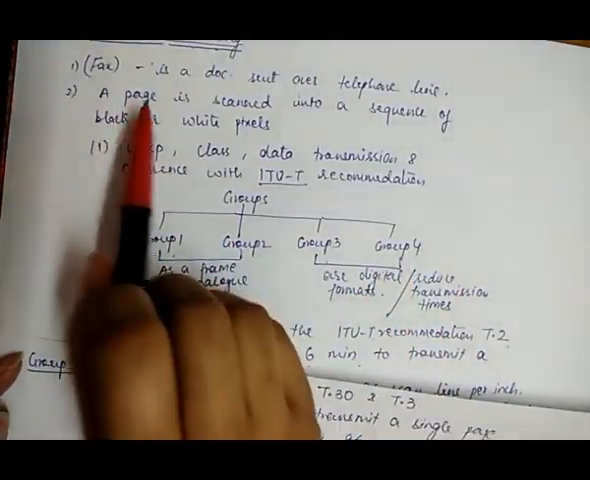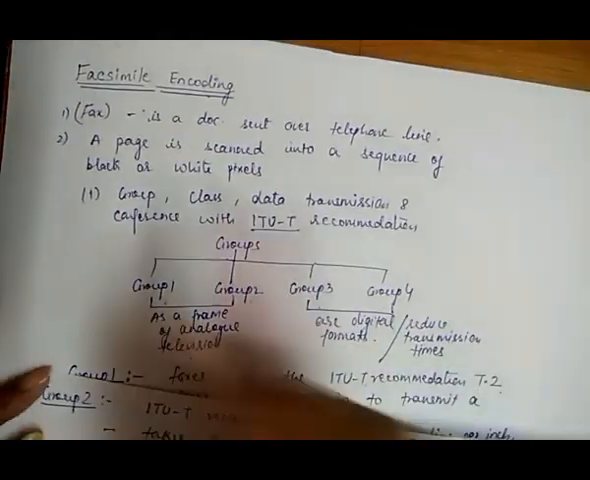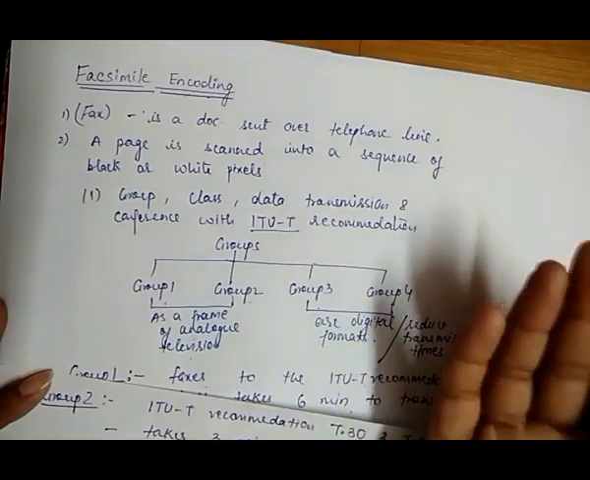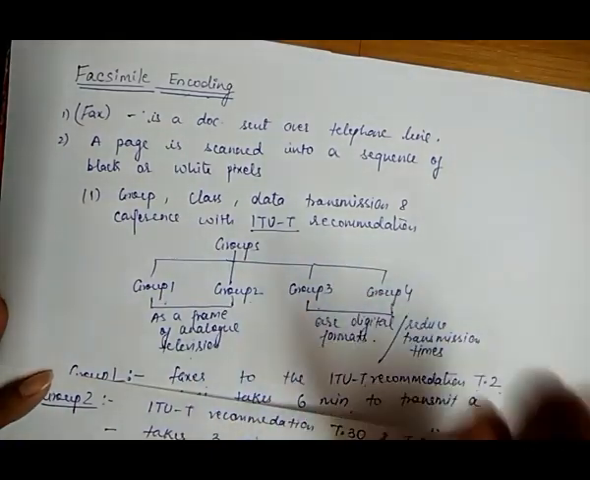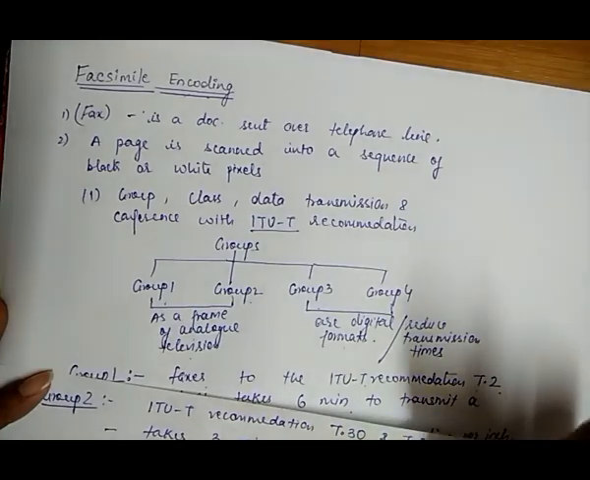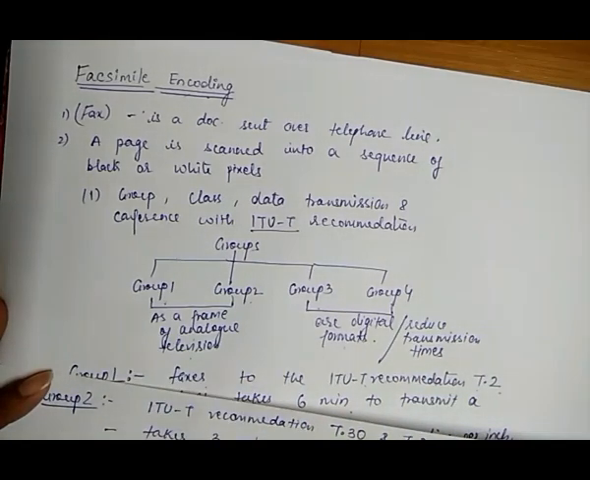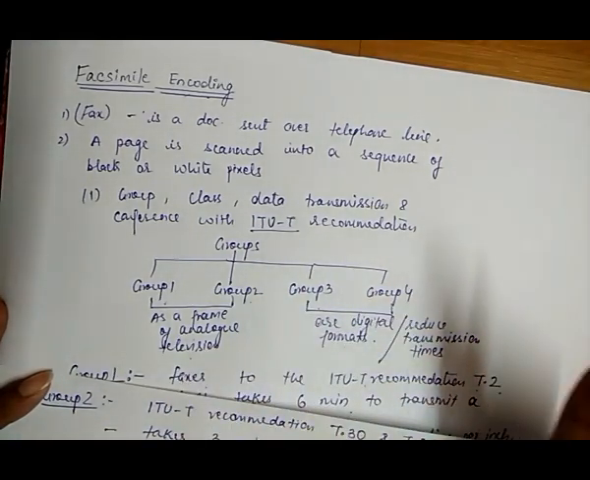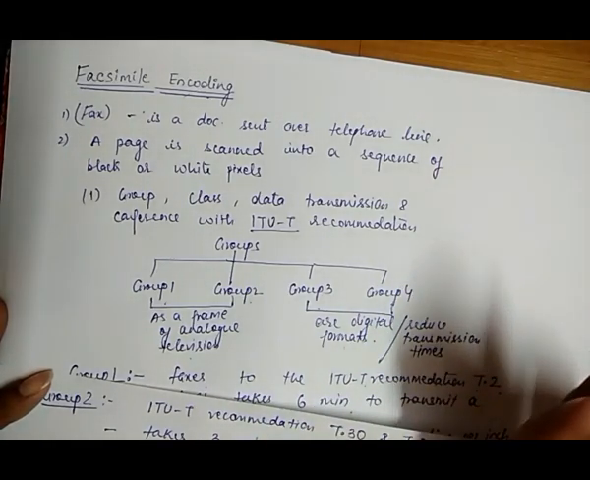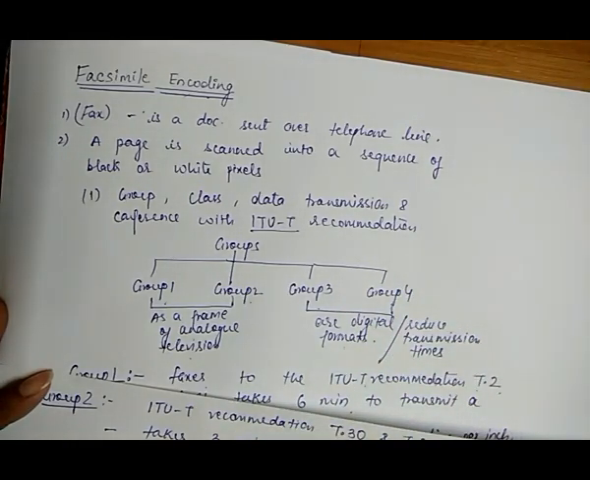which all 4 groups are used in Facsimile encoding, which is a fax in which we scan a document in a sequence of black and white pixels and send this document over the telephone line. These groups only describe which group takes how much time to send a document, with how much speed, and how much resolution there is for a particular document.